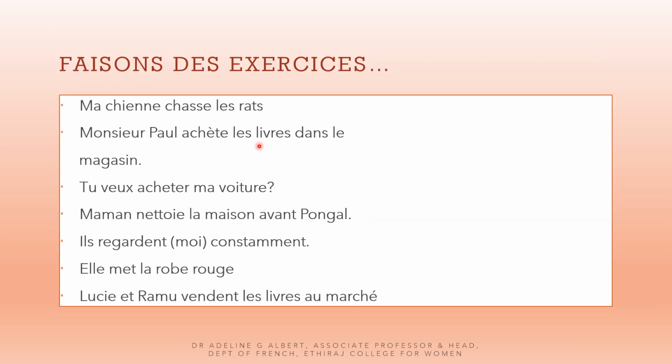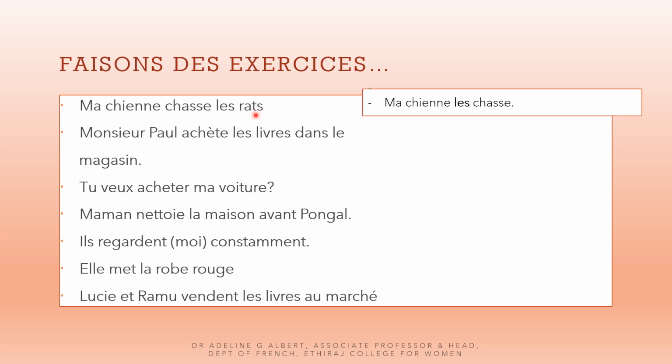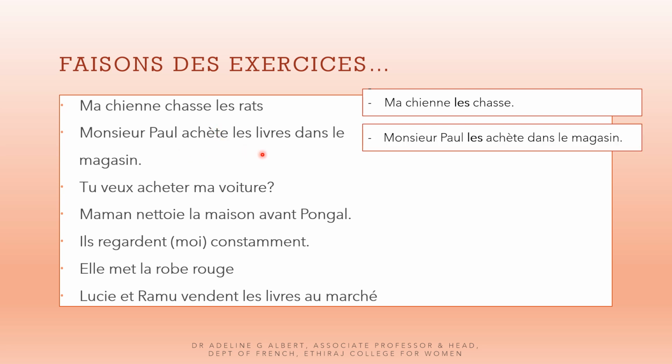Final exercise. Ma chienne, my dog, subject, chasse is chasing rats. My dog is chasing them. There's only one possibility. Them is les. Ma chienne les chasse. Don't put it at the end. Put it in front of your verb. Monsieur Paul achète des livres dans le magasin. He's buying books. He's buying them. Il les achète.